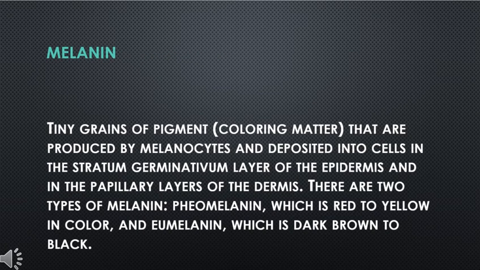Melanin. Tiny grains of pigment, coloring matter, that are produced by melanocytes and deposited into cells in the stratum germinativum layer of the epidermis and in the papillary layers of the dermis. There are two types of melanin, pheomelanin, which is red to yellow in color, and eumelanin, which is dark brown to black.